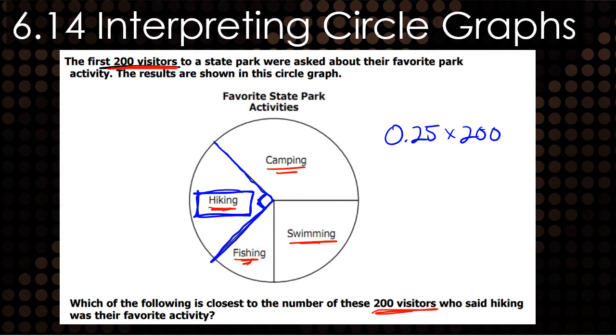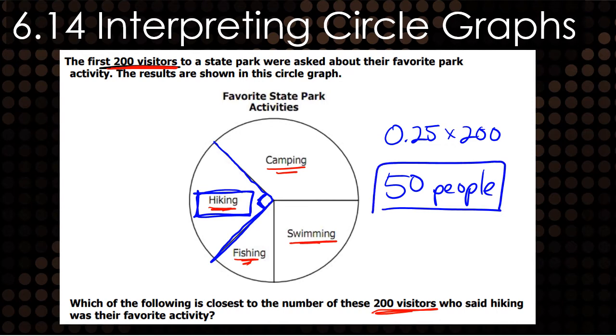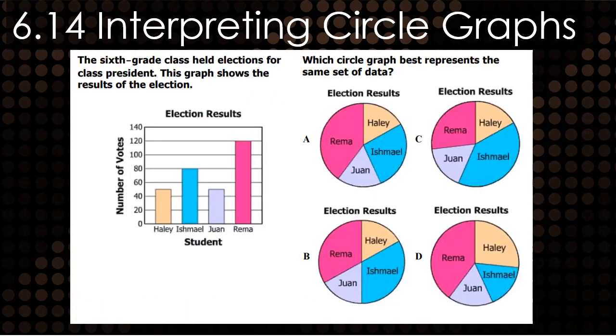And that gives us a lovely total. We could say that 50 people like to go hiking as their activity of choice. So now what happens if you're given a bar graph and then you're asked to figure out which circle graph best matches the bar graph? So here we go. Let's figure this out together.